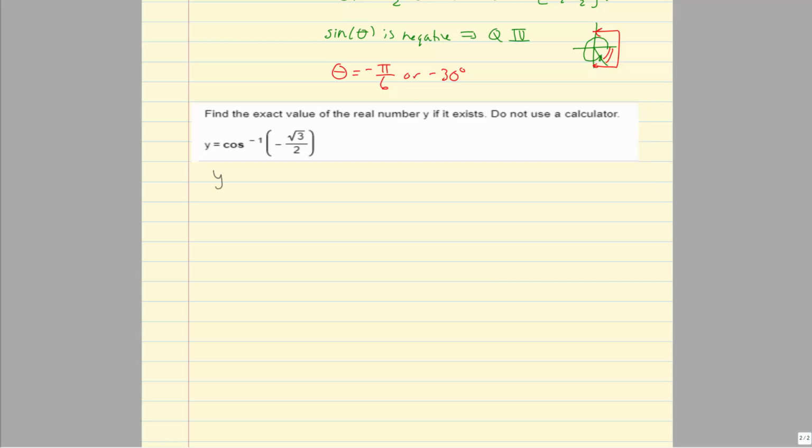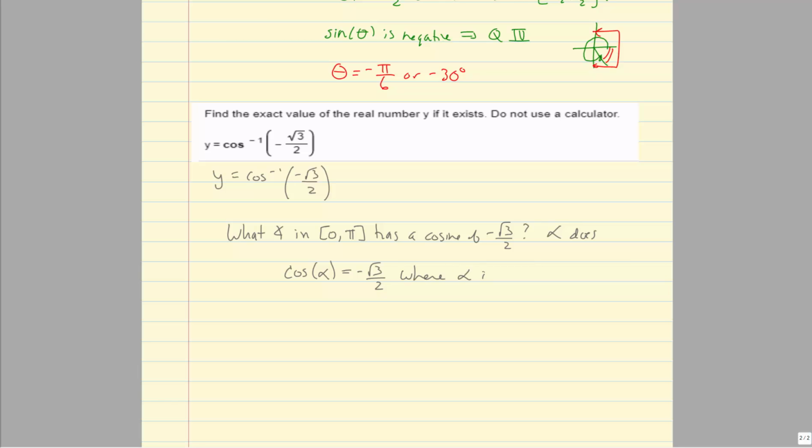So inverse cosine of negative square root of 3 over 2, this means what angle in the interval 0 to pi, and again that's from our table above, has a cosine of negative square root of 3 over 2. And I could say alpha does, or theta, or whatever your favorite angle value is. So what this means then is the cosine of alpha is equal to negative square root of 3 over 2, where alpha is in the interval 0 to pi.